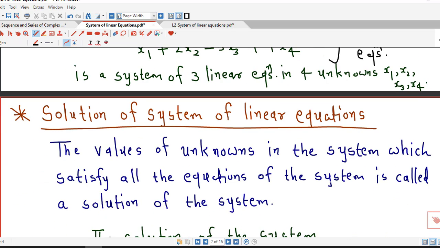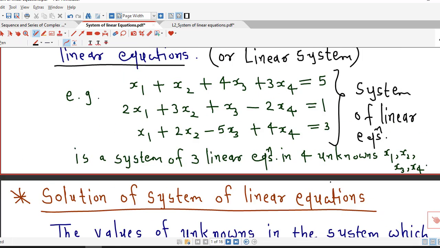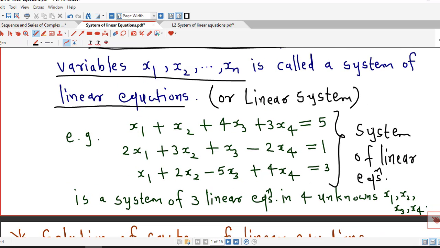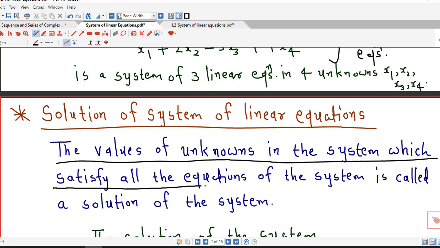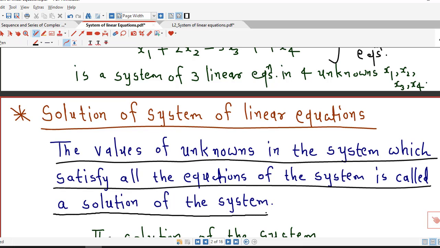Now comes the definition of solution of a system of linear equations. A solution of a system of linear equations means we have to find the values of variables which satisfy all the equations in the given system. The values of unknowns or variables in the system which satisfy all the equations of the system are called a solution of the system.